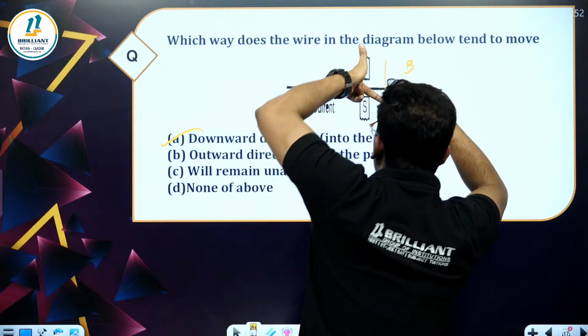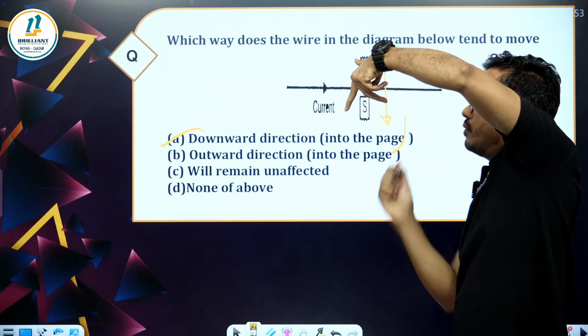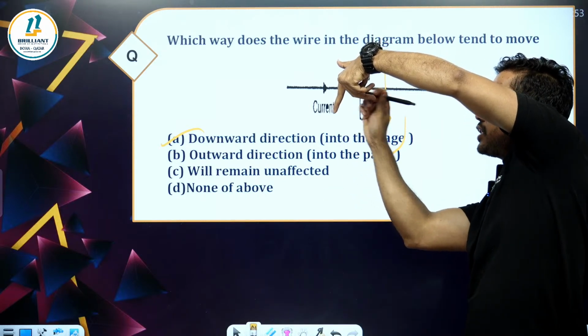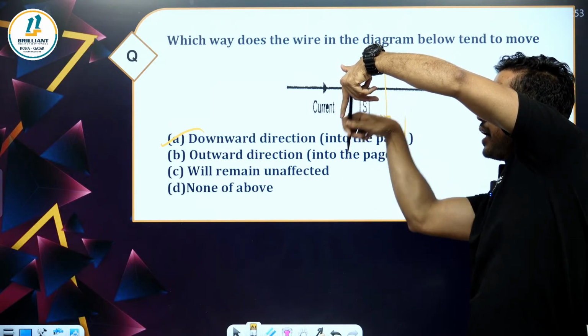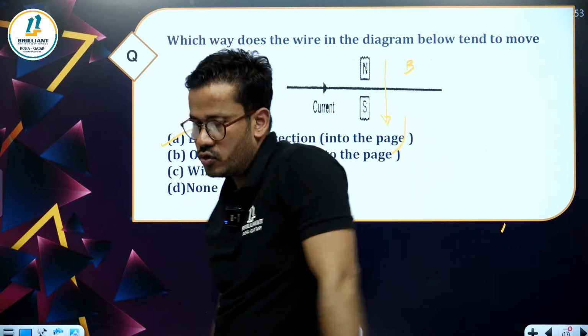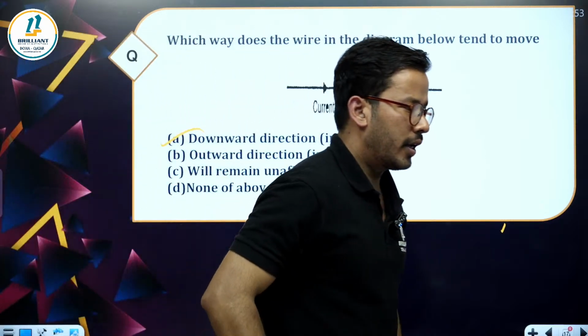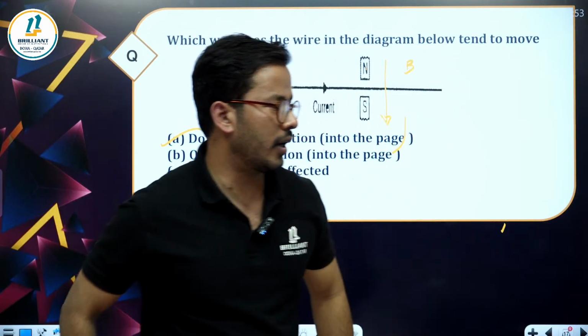So there you are. Thumb is pointing inward. Visible? This is the direction for current. This is the direction for magnetic field. And here you see the thumb is pointing into the board. Am I clear? Yes, guys.